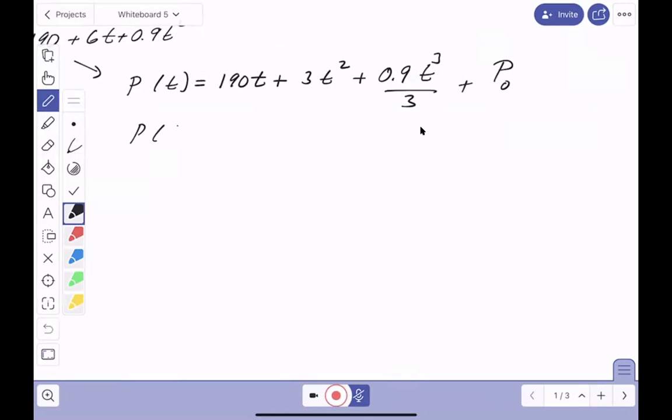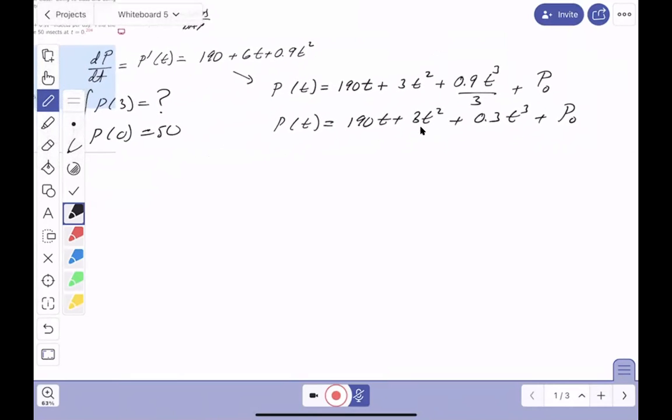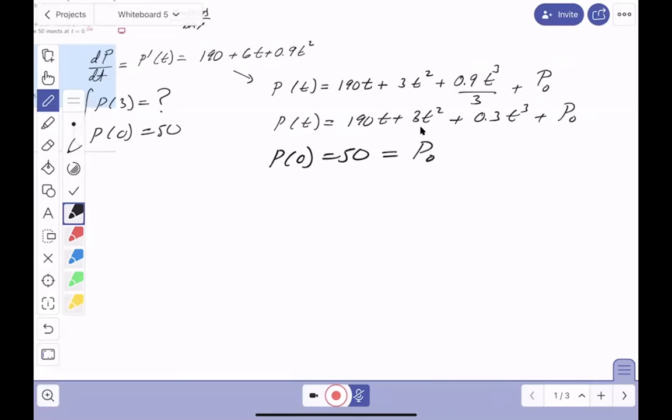So what do you get? P of T equals 190T plus 3T squared plus 0.3 T cubed plus some constant of integration. So let's go back and find out, do I know anything? Yeah, I know P of 0 is 50. So what is this going to give us? Well, the first term is 0, the second term is 0, the third. Oh, look at that. P naught, which is the population at time 0. So let's write this over here. P of T is now equal to 190T plus 3T squared plus 0.3 T cubed plus 50.